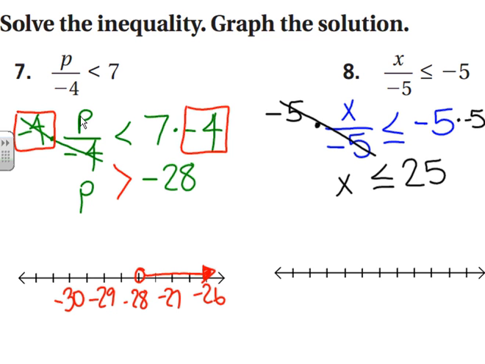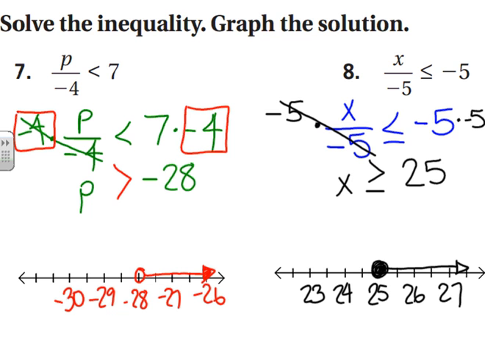And actually this time, I forgot to do it, I need to flip my inequality symbol. So let me restate that x is greater than or equal to 25. So 25, 26, 27, 24, 23. Okay, closed circle going in the greater than direction.